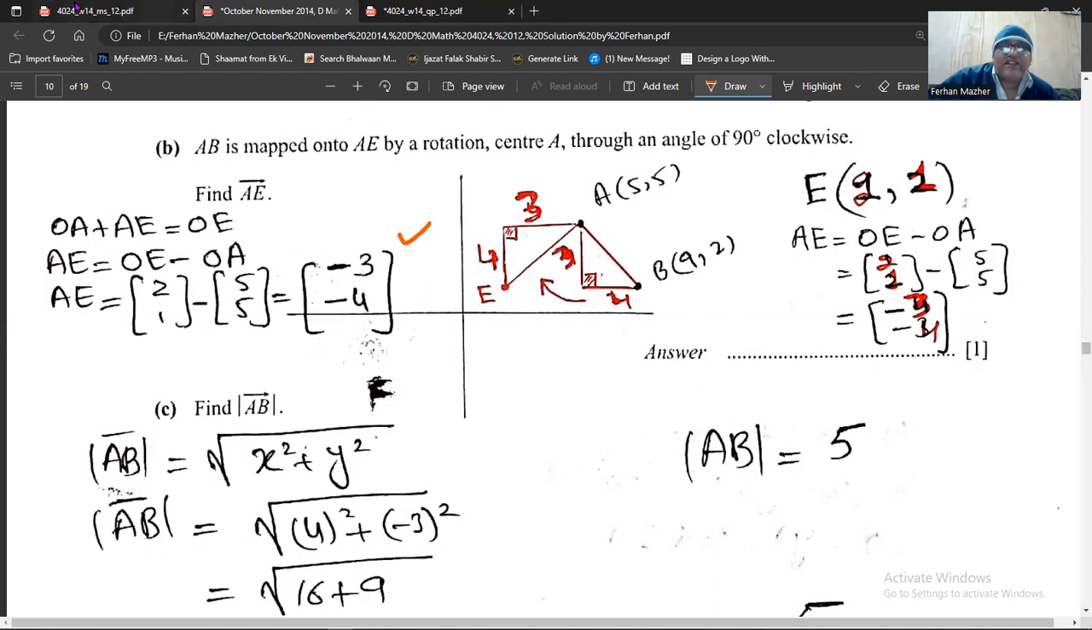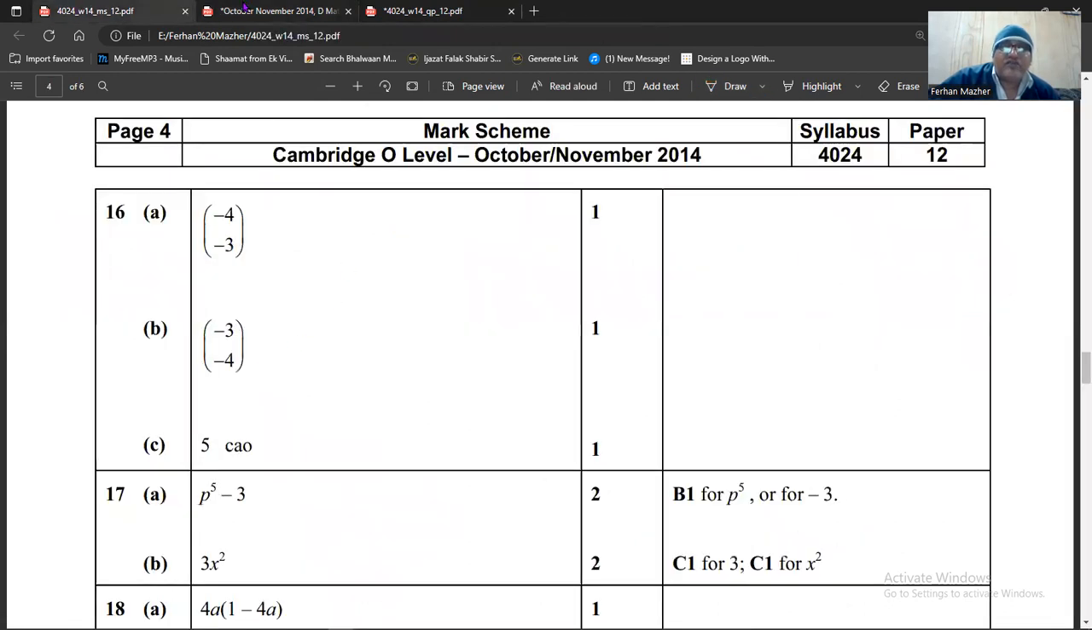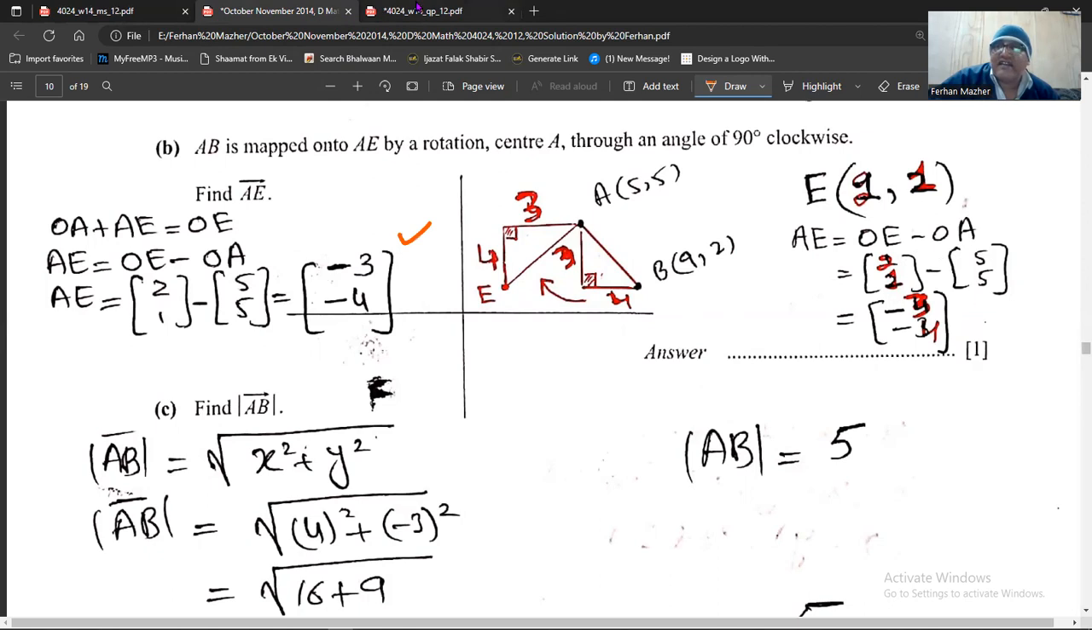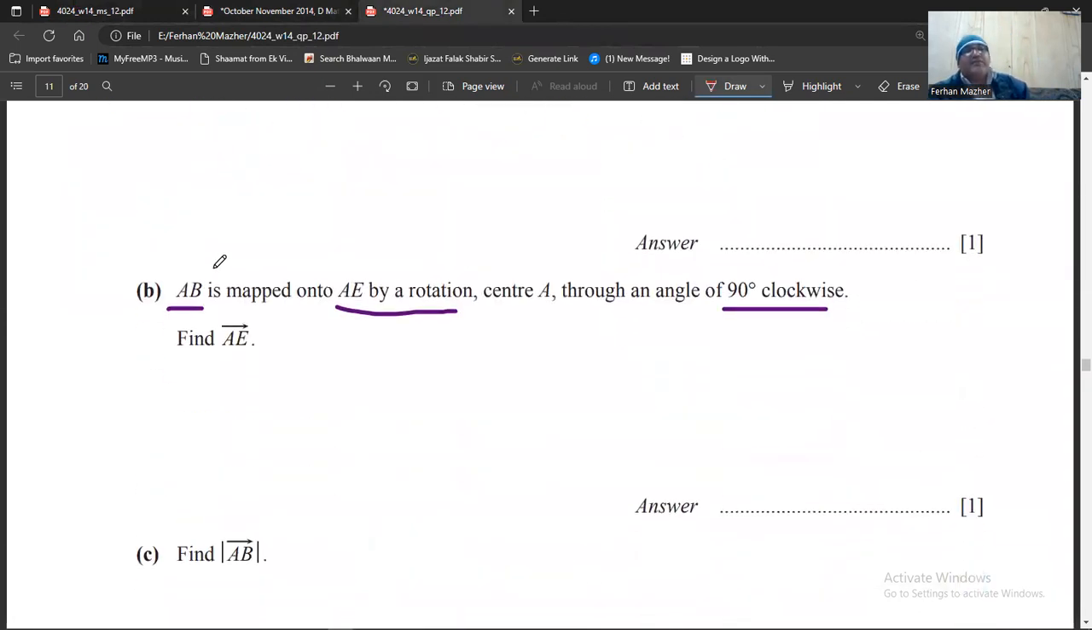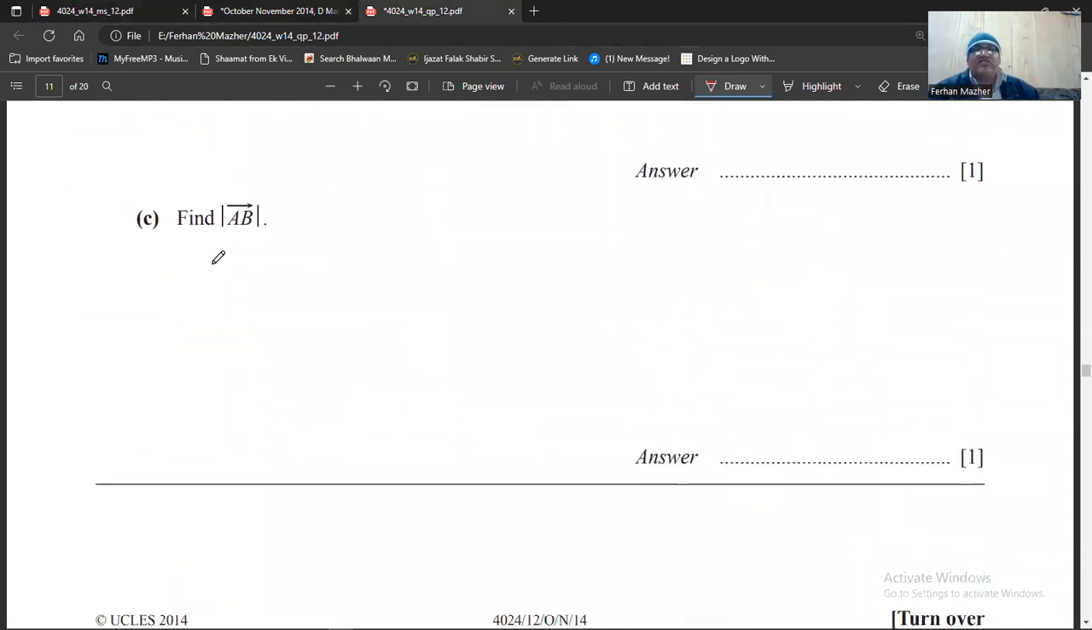This is my answer. -3, -4 is the right answer. I hope you understand. It's a little tricky question. Okay, then the B part is done. Then their question is very simple.